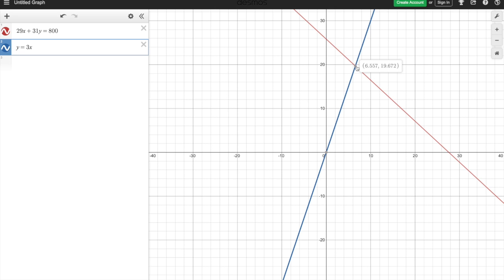There's already a gray point marking the intersection, so hover over the intersection and we can see the solution. The ordered pair, 6.557, 19.672, tells us that the solution is x equals 6.557 and y equals 19.672. So that means we need about 6.56 tons of coarse gravel and 19.72 tons of fine gravel.